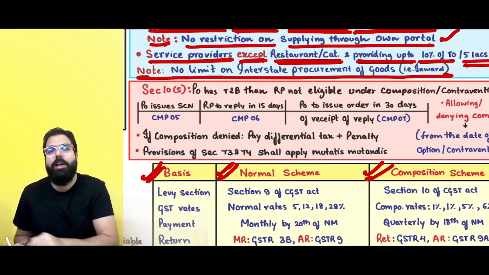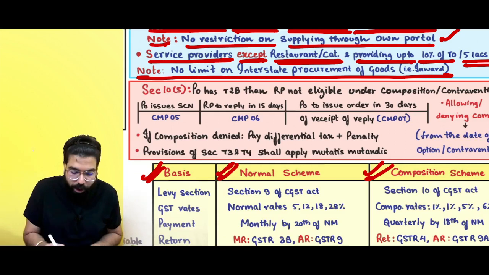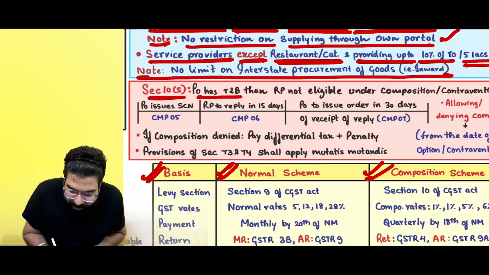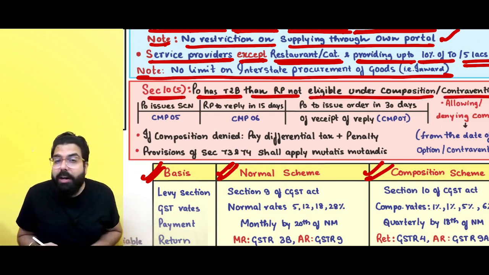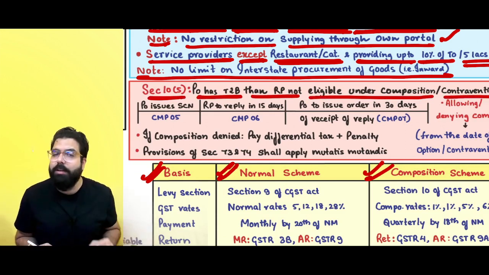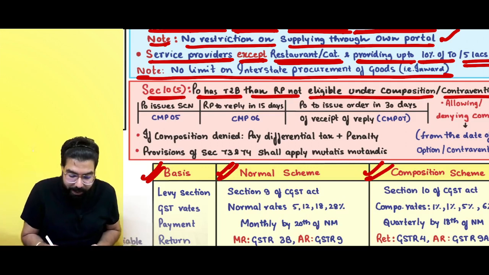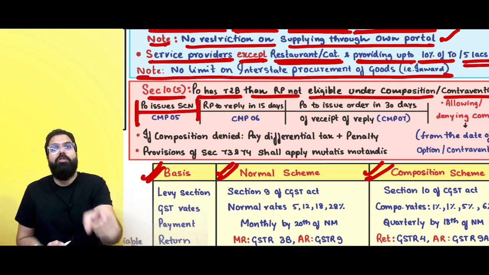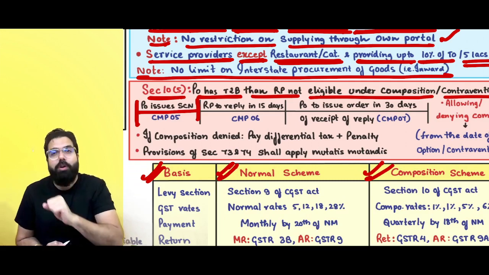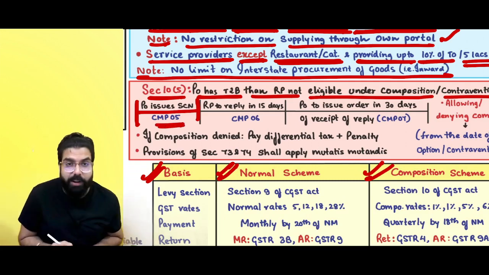You are ineligible to take the composition scheme, but still you went ahead and took it. Then it says, if the proper officer has reason to believe that a registered person is not eligible under the composition scheme, or you have already done some contravention and you are ineligible, then the proper officer will first give you a show cause notice. Show me the cause why I should not throw you out of composition. He will give you a show cause notice.